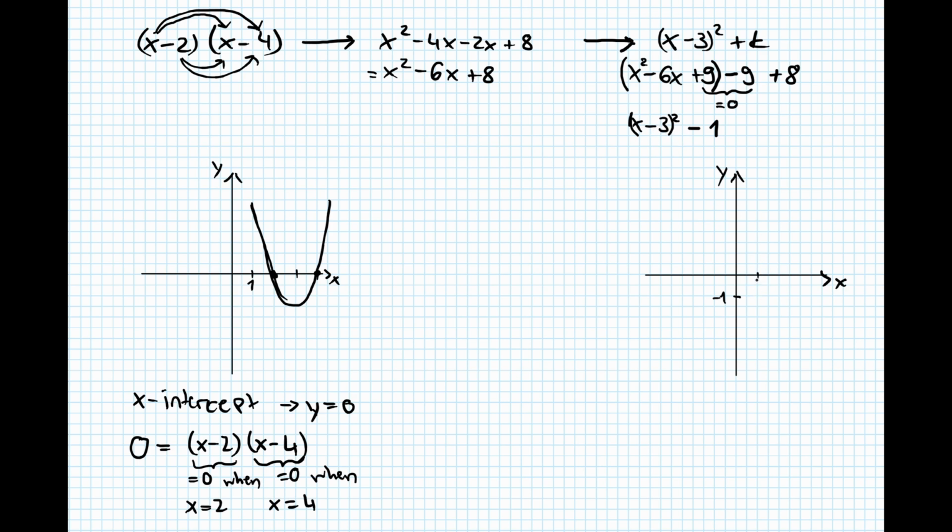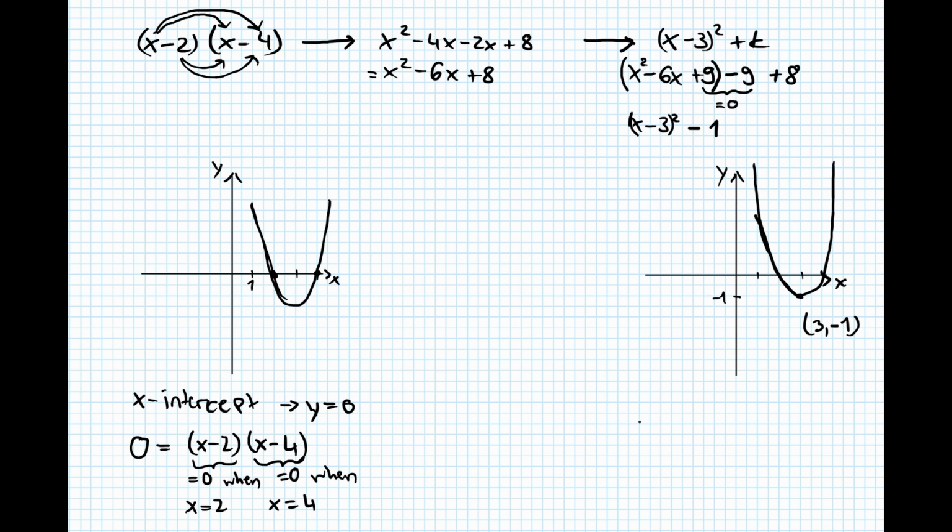So that means we are over here at 3. And this is our minimum point, 3 to the right and 1 down. And from here, we can again draw the parabola. Maybe make it a little prettier, but that didn't work so well. Okay. So that's based on the vertex form.